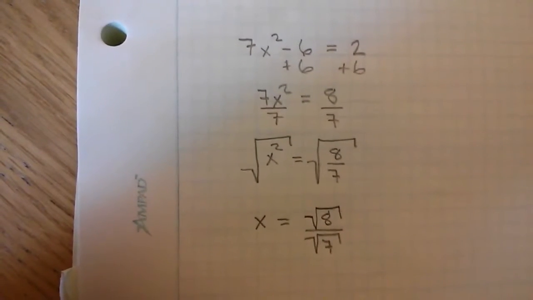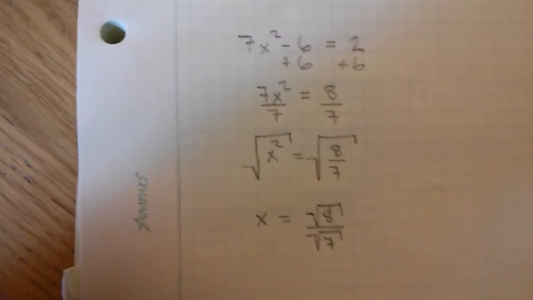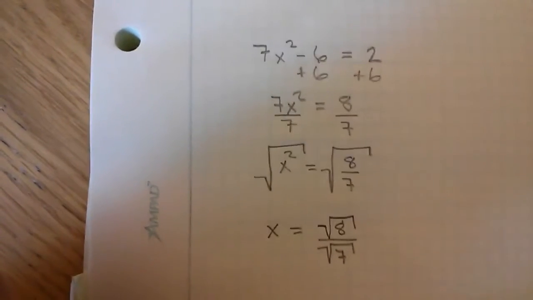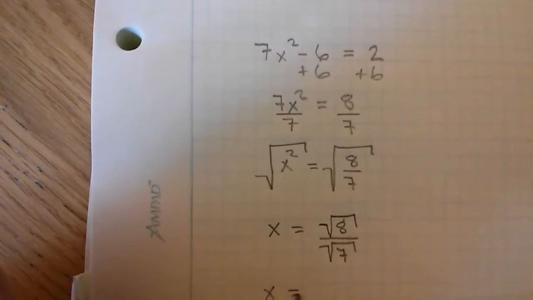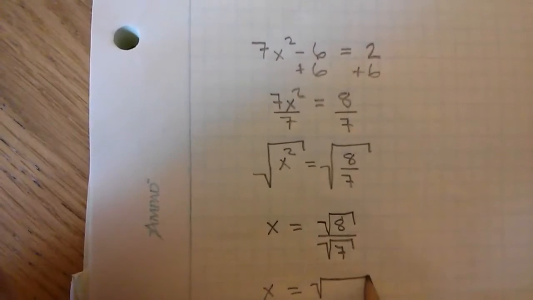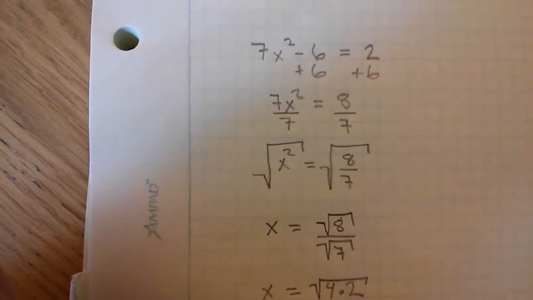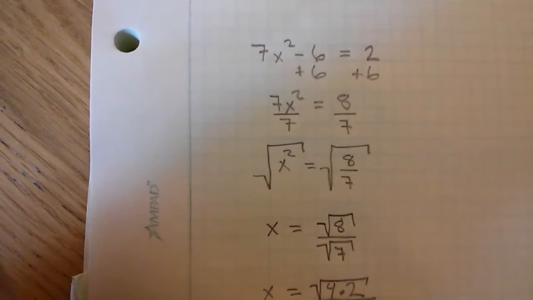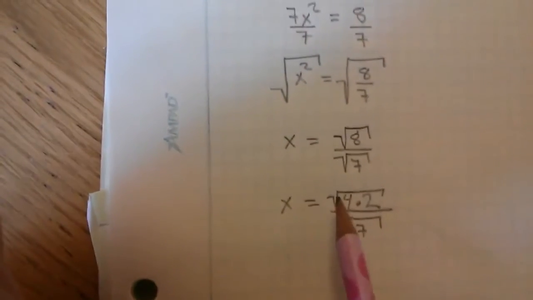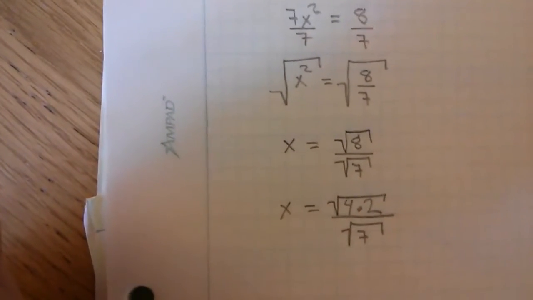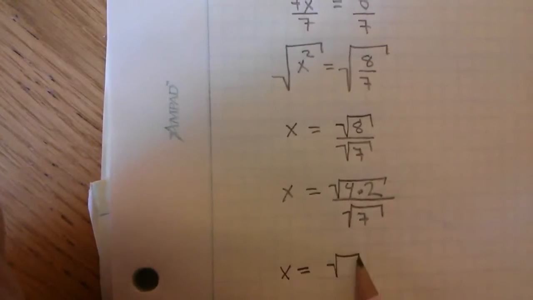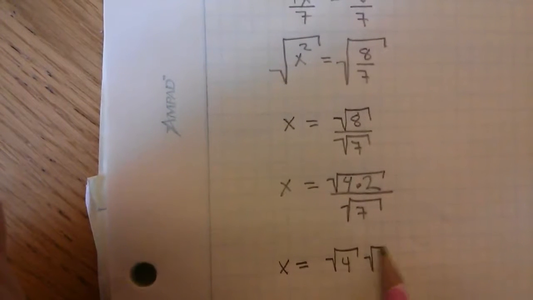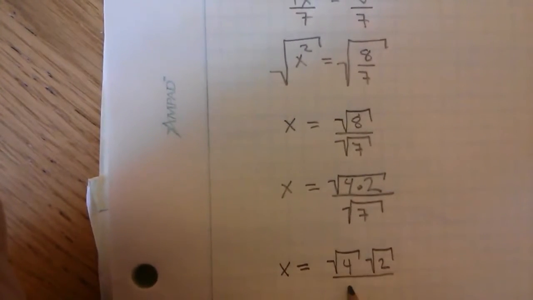Are there any perfect squares that fit in 8? Because 8 is not a perfect square. And the answer is yes, 4, right? 2 times 4 is 8. So we go, okay, well, this is the square root of 4 times 2, over square root of 7, right? Because 4 times 2 is 8. So here's another way of writing 8. So we remember the properties of square roots. That's the same thing as square root of 4 times square root of 2, over square root of 7.